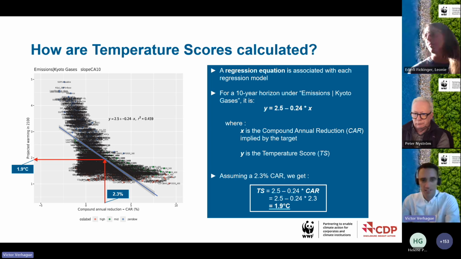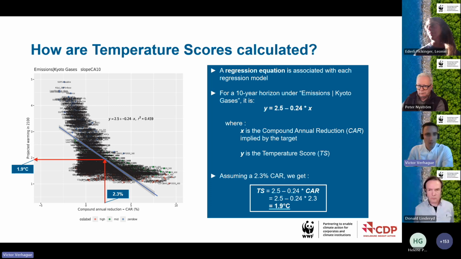These scenarios are all scattered on the example graph here. You have the emissions reduction rate on the x-axis and the temperature outcome on the y-axis. And the line that you can see here is the expression of the relationship between these two variables. And the properties of that line are summarized in the regression equation provided next to it. There is one regression equation for each regression model. And so now let's say that we have a company with a midterm target to be assessed with an economy-wide benchmark. Let's also say that the compound annual rate of reduction implied by the target is 2.3%. We use the 10-year equation of the Kyoto gases regression model.